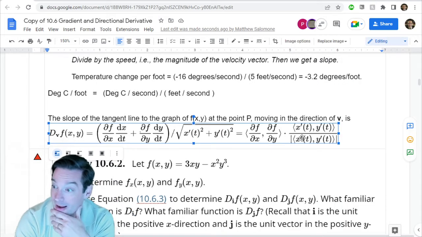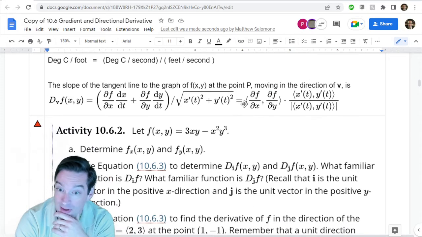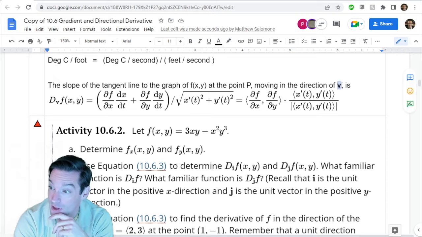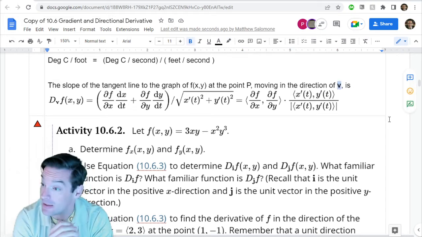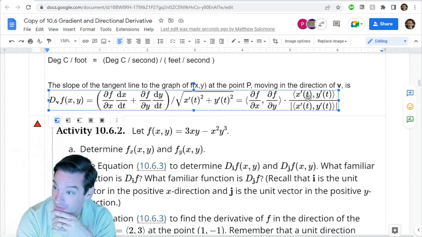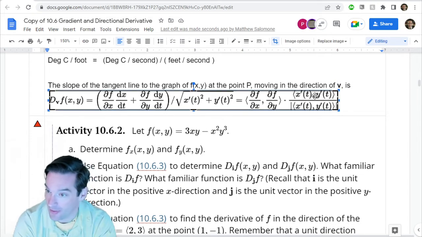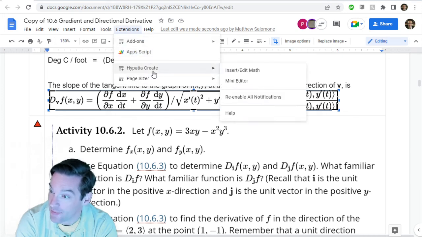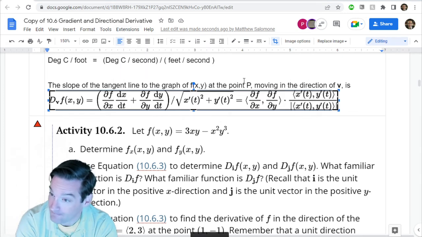So now here's where we're at. We can find this slope by taking the dot product of this vector, whose components are the partial derivatives of f, with a velocity vector, so whatever direction that we want. So this x prime of t, y prime of t is another name for our direction. And so the quicker way to write this, and this is probably the version of it that we're going to run with at the end of the day, is just to replace that x prime of t, y prime of t with the vector v.